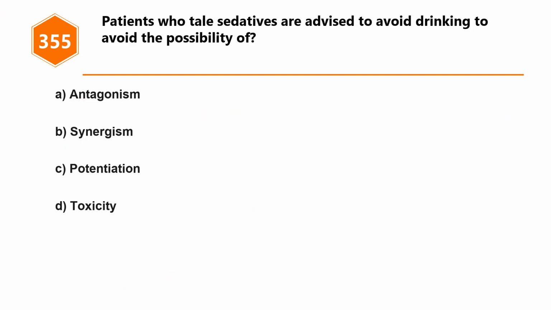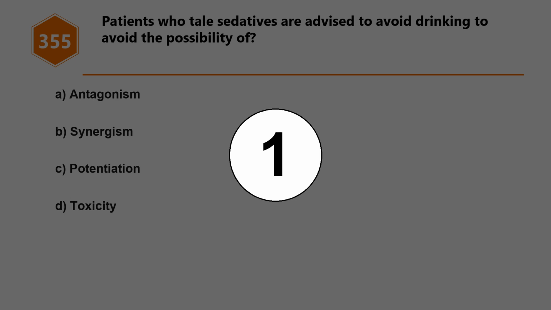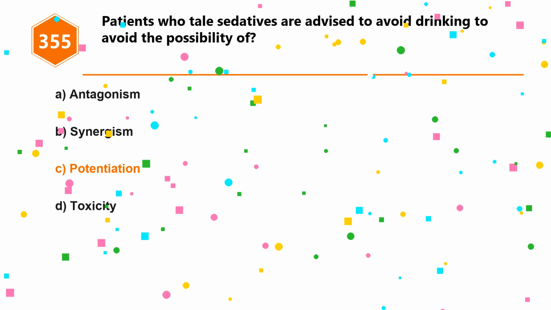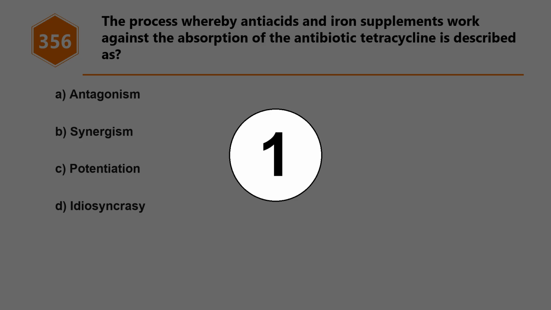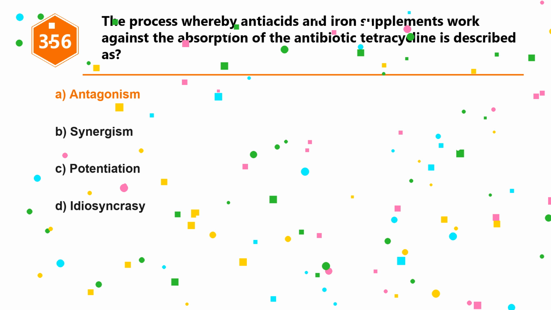Question 355. Patients who take sedatives are advised to avoid drinking to avoid the possibility of: Option A, antagonism. Option B, synergism. Option C, potentiation. Option D, toxicity. The correct answer is option C, potentiation. Question 356. The process whereby antacids and iron supplements work against the absorption of the antibiotic tetracycline is described as: Option A, antagonism. Option B, synergism. Option C, potentiation. Option D, idiosyncrasy. The correct answer is option A, antagonism.